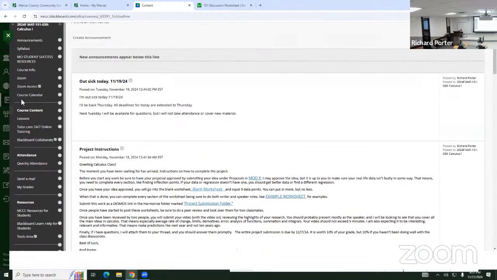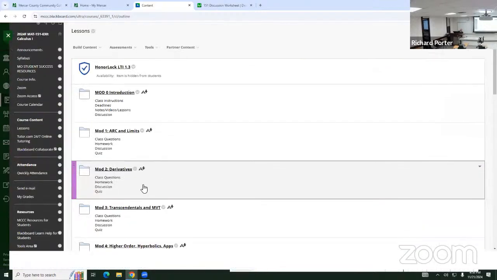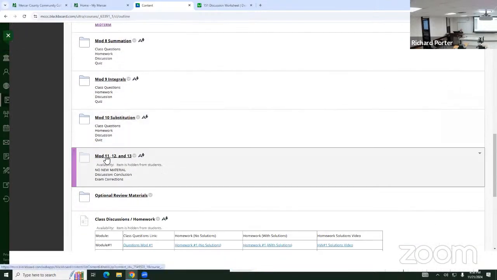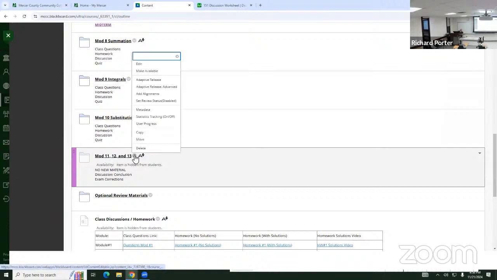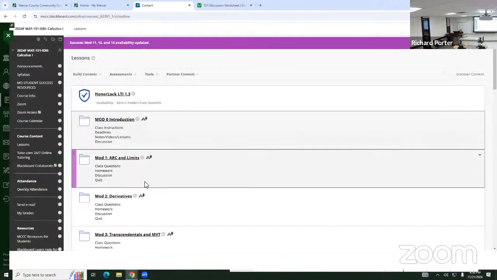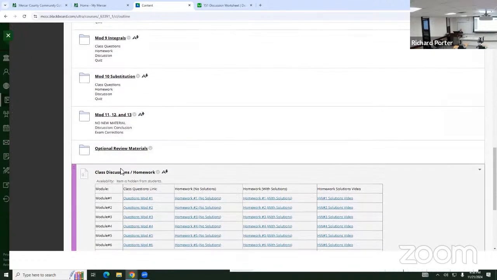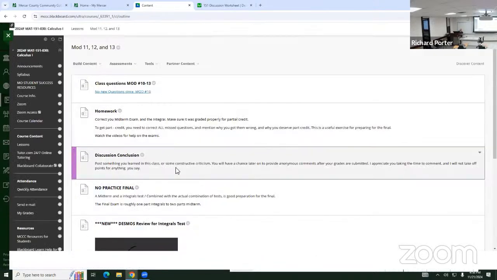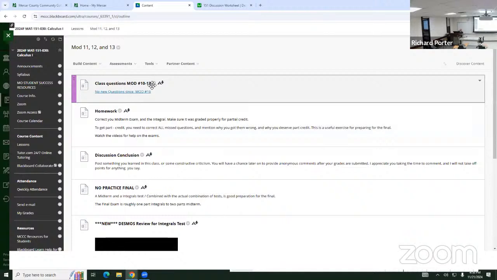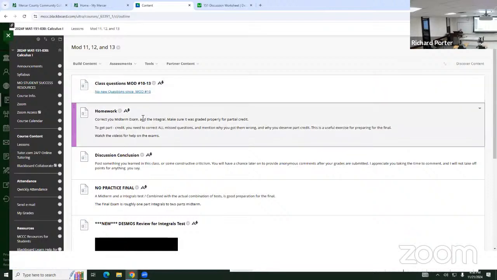Is there anything else you want from me before? Because then we need to review for the final. So in mod 11, oh, mod 11 isn't even open yet. Make available. So what's in mod 11? Nothing, no new material. The questions are the same questions. There's no class questions 10 to 13. It says no new questions since mod 10. The homework, correct your midterm exam.